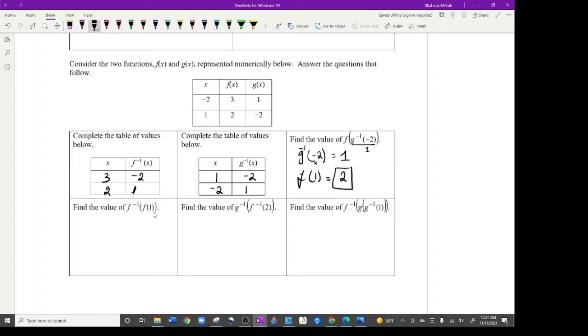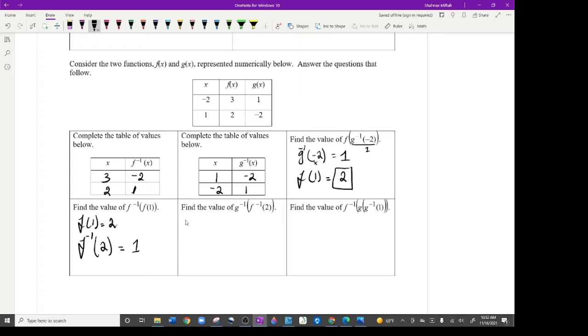Find the value of that one. Again, inside the parentheses goes first. So I have to find f of 1 first. f of 1 is 2. Now I'm going to go for the inverse f negative 1 of 2. Are you guys with me? Yes? So inverse of 2. So that's inverse. The 2 is the x value. What is the y? 1. Is that clear?